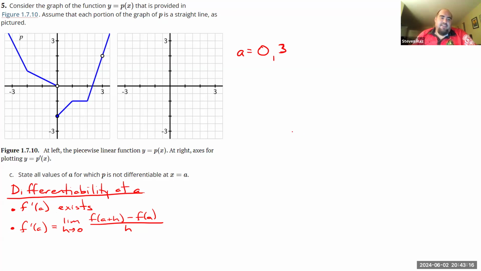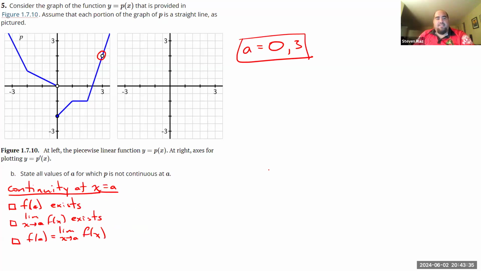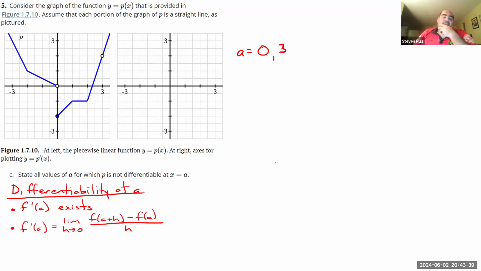Now, why can I say that? Because of this idea. And I'll say this in a couple different ways. If you have a function that's differentiable at a point, then it has to be continuous there as well. Another way to look at that, an equivalent way, is this. If you have a function that's not continuous, it cannot be differentiable at that point. So we already said that our function was not continuous at 0 and 3. So that also means that our function is not differentiable there.